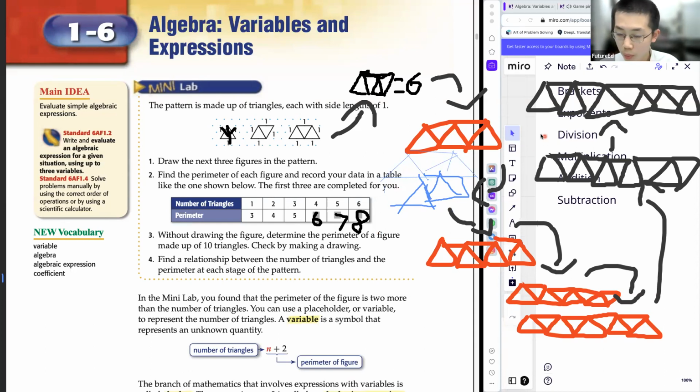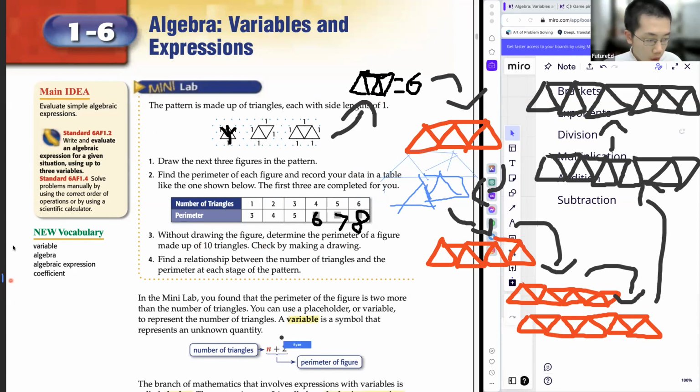Okay. I appreciate everyone who drew the triangles on the screen. But let's continue with the third part of this mini lab. And now I see we've been drawing quite a lot of triangles, quite a bit more than was expected. But if there are 10 triangles, what do you guys think would be the perimeter?